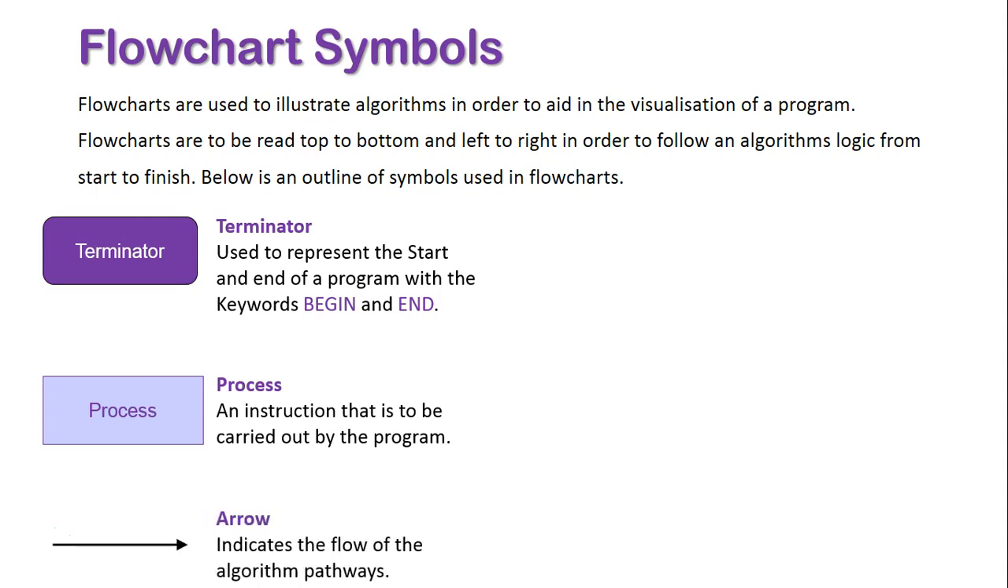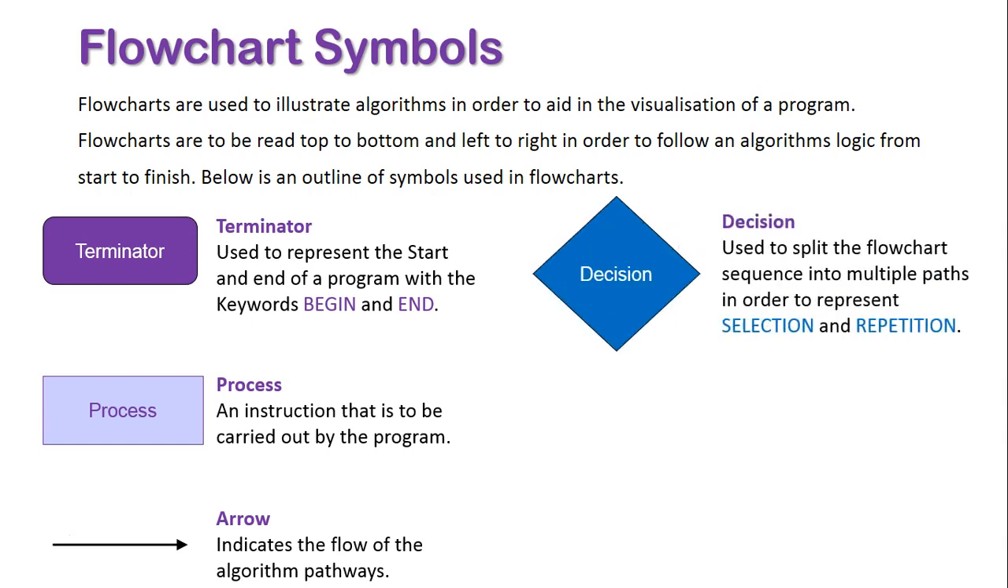Next, we have the arrow, and this indicates the flow of the algorithm. The algorithm has a specific sequence, but there are parts in these algorithms where there may be selection, where the arrows have to represent where it splits off down different paths, or repetition, where the arrows are used to illustrate a loop.